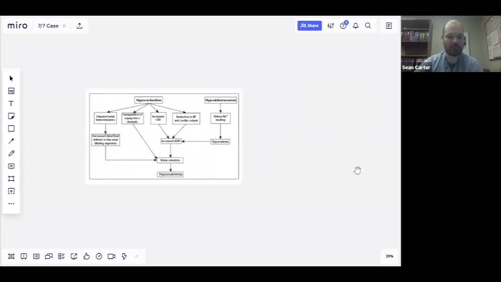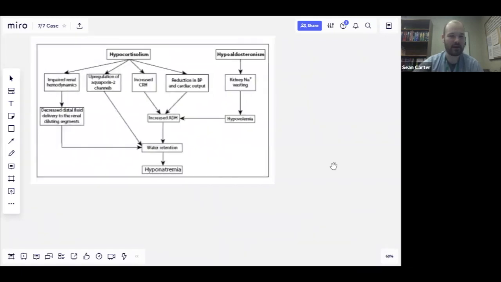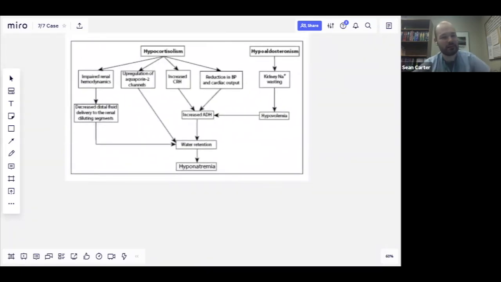So one of the things we wanted to really talk about is, how does hypocortisolism lead to increased ADH? And there's a couple different methods for this. So when you have low cortisol, you have increased cortisol-releasing hormone, which also stimulates ADH. You can kind of see that all roads almost lead to increased ADH. The reduction in blood pressure and reduced cardiac output, we don't understand fully how this leads to increased ADH secretion. However, it does. So there's multiple ways that hypocortisolism leads to hyponatremia.